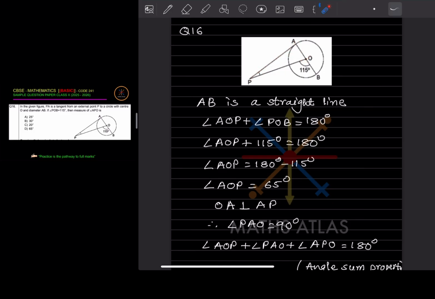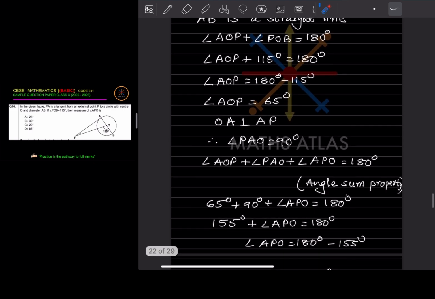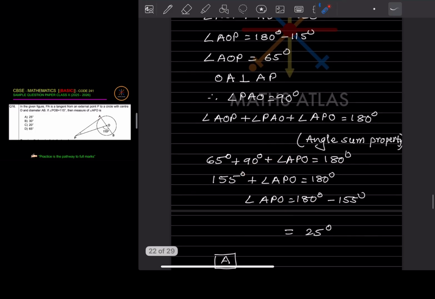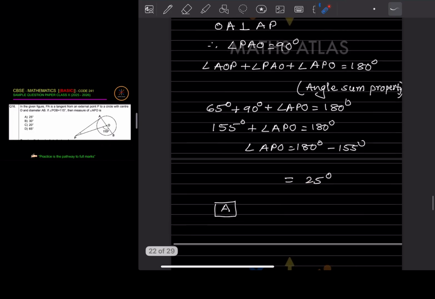So what we can write here: angle AOP plus angle PAO plus angle APO is going to be 180 degrees, because of the angle sum property. So now we got this AOP as 65. We know PAO is 90 degrees. We don't know angle APO. So this is going to be 155 plus angle APO is 180. So angle APO is 180 minus 155 degrees, which is going to be 25 degrees, and which is going to be option A.